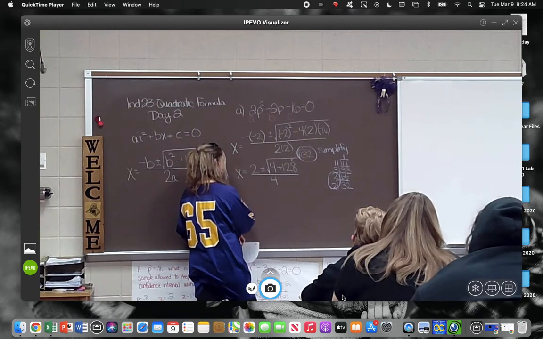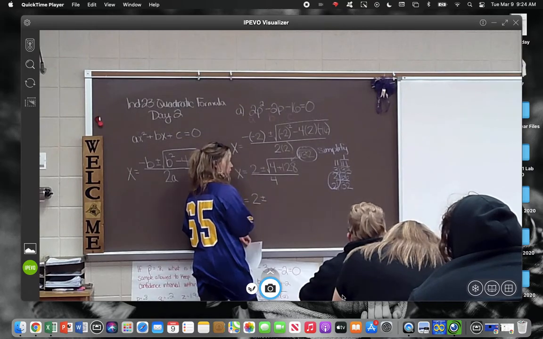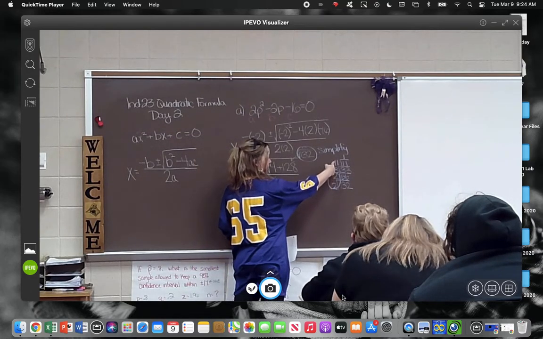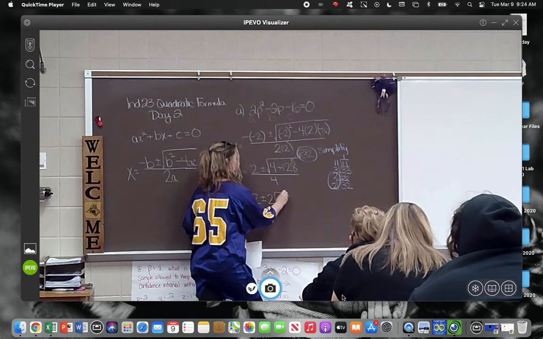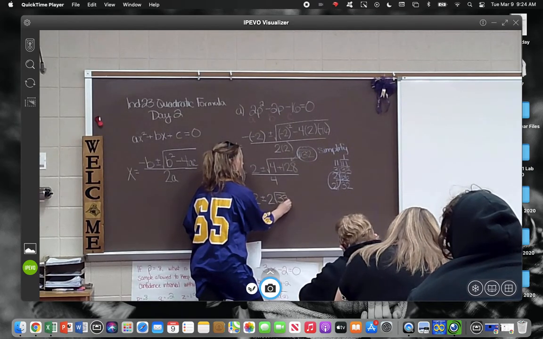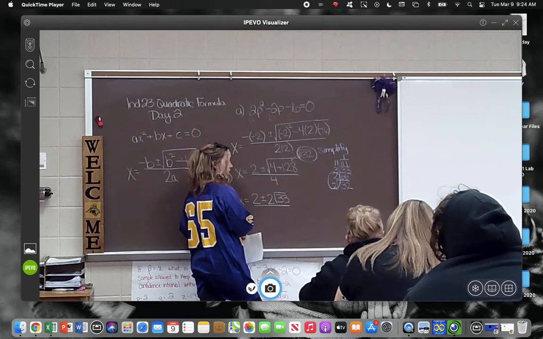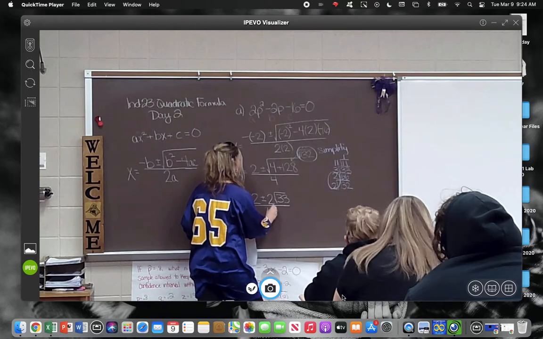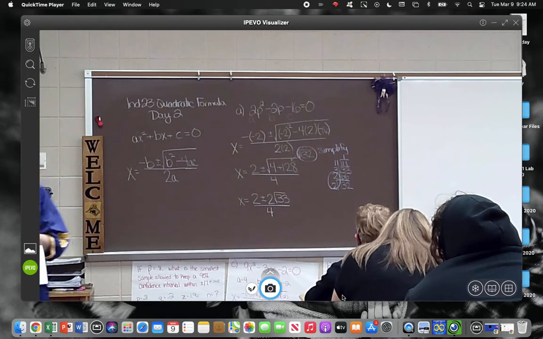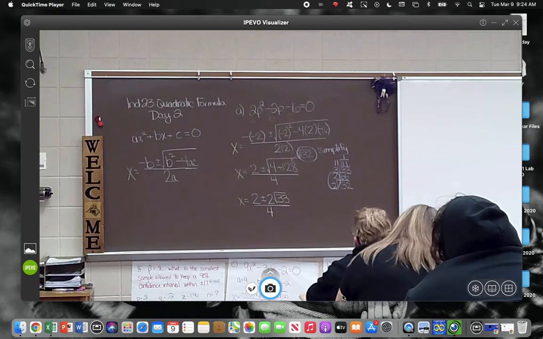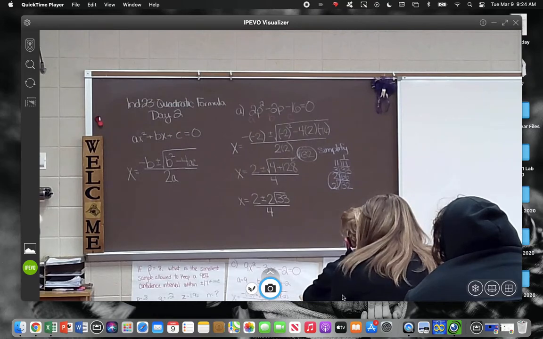So instead of writing square root of 132, how do I rewrite that? 2 root 33. The pair goes on the outside, the leftovers that do not have pairs get multiplied back in the inside of the radical over 4. Now, like we talked about on Friday, we've already reduced the root, so we don't worry about that square root of 33.